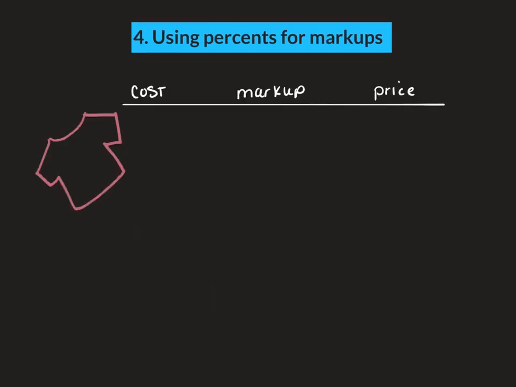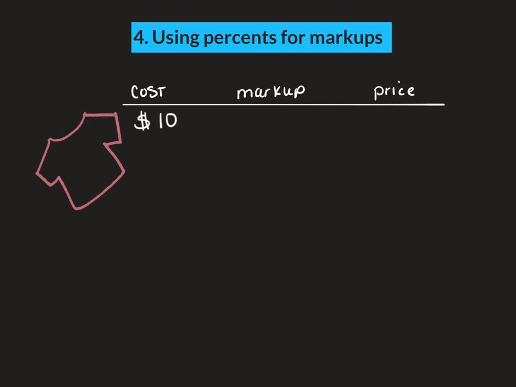Markups are another way that percents get used. A markup is an increase in cost that is added to find the price at which we want to sell an item. So let's say that we have a business where we make t-shirts, and each t-shirt we make costs us $10 to make. If we sold that shirt for $10, we'd break even. We wouldn't make any money and we wouldn't lose any money.